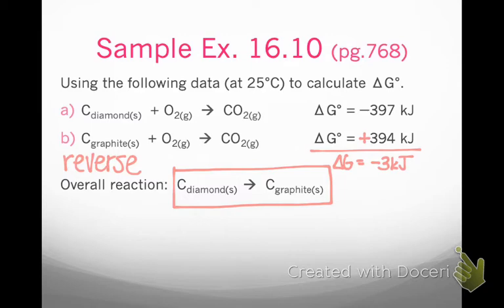So this is something that occurs over a very, very long time. So even though it's spontaneous, it's one of those reactions that does take a really long time. So again, we can use the summation of the delta G's to calculate the overall delta G of a reaction, very similar to doing that with delta H. So that's the second example.